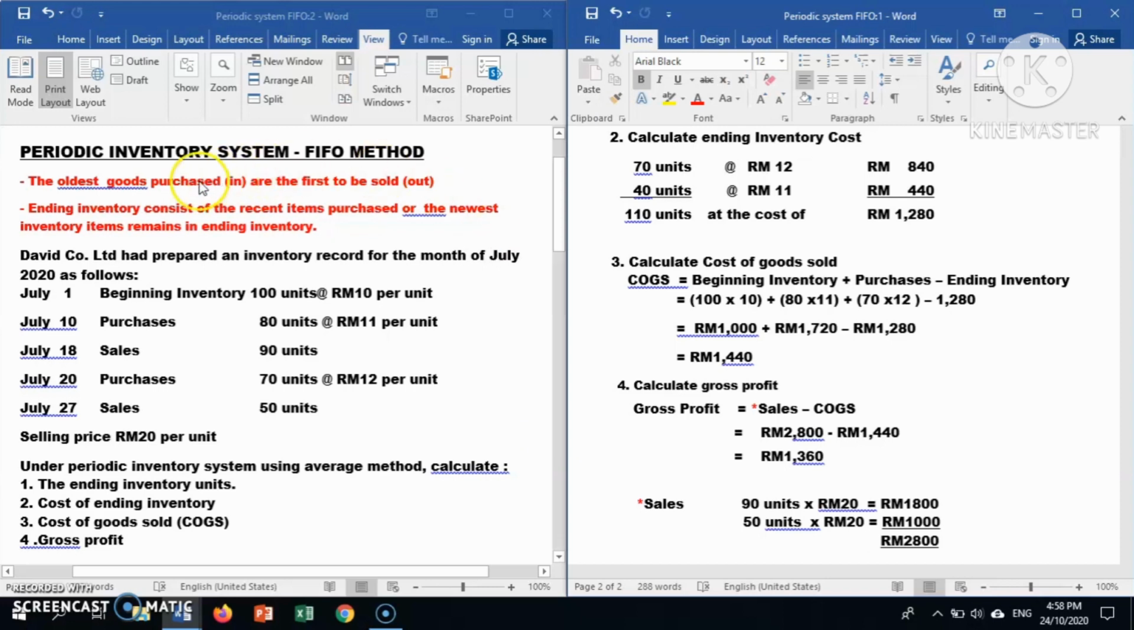We must know that the oldest goods purchased are the first to be sold, and for ending inventory, it will consist of the newest inventory items remaining in the ending inventory.